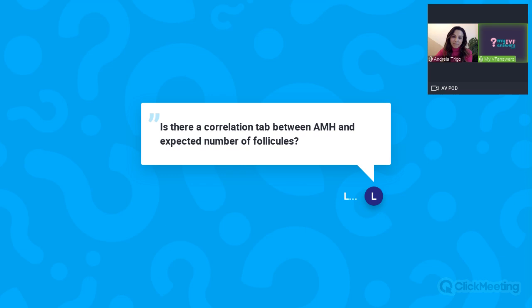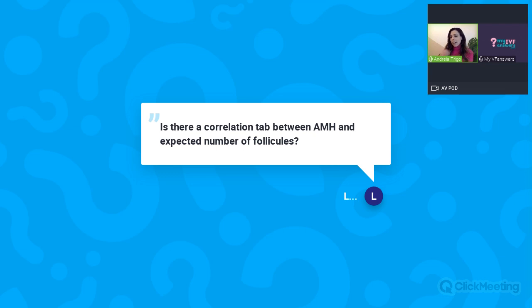So, is there a correlation between AMH and expected number of follicles? Yes. We would expect that if you have a very low AMH, you are less likely to have a higher number of eggs if you are going through ovarian stimulation. That is the likelihood, because AMH is produced by the follicles. The bigger the follicles, and the more follicles you have, the bigger your AMH is.